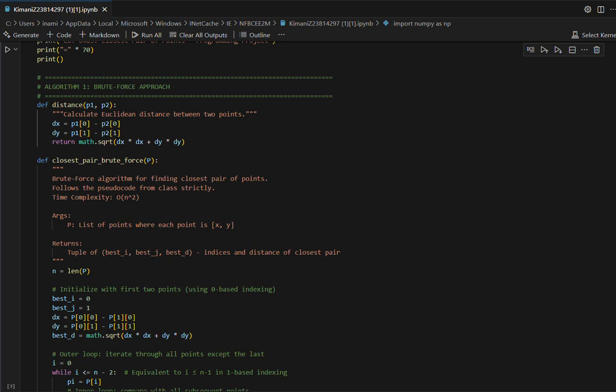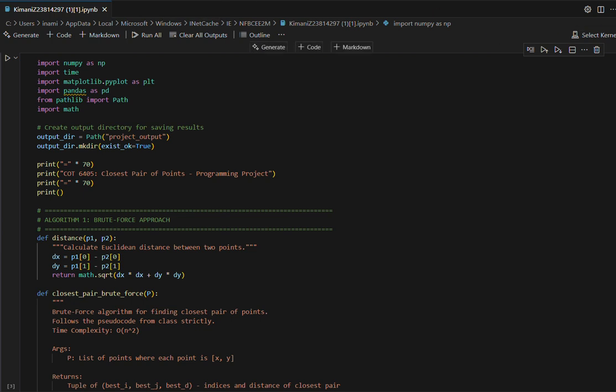Those two algorithms are the brute force approach, which checks every possible pair of points, and a divide and conquer approach, which uses recursion and spatial division to speed up computation. As it relates to their time complexities, brute force is big O n squared, while divide and conquer is big O n log n.